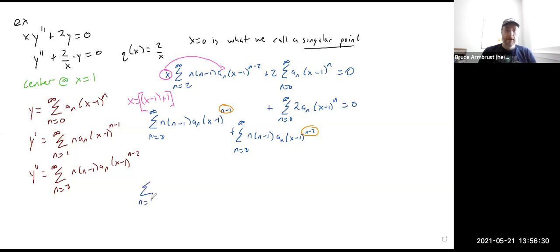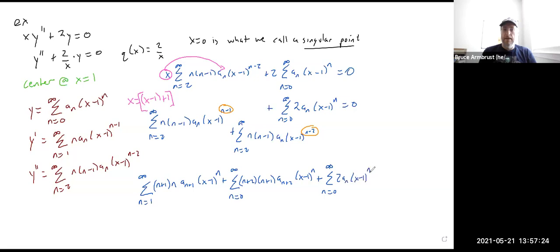So we're going to start with a sum of n equals 1 to infinity. And I have to add 1 to all of my n's here. So I'm going to get n plus 1 times n times a sub n plus 1 times x minus 1 to the n. All right, this next one, I need to shift by 2. So shifting by 2 is going to bring that down to 0. And then I just have to do n plus 2 for all these things. So I get n plus 2 times n plus 1 times a sub n plus 2 times x minus 1 to the n. And then my last term is actually perfect. Don't have to do anything to it. And again, that's all going to equal 0.